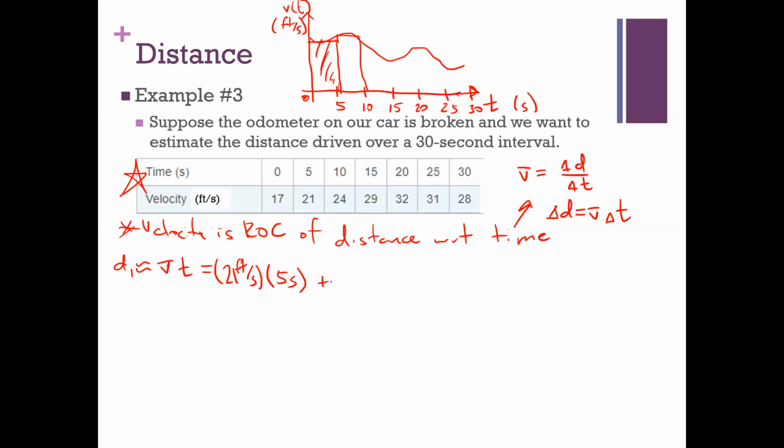Let's just keep going. How would I find my next little 5 second chunk of the distance? If we're going to stay consistent with this, what speed should I use? 24. 24 feet per second. And continuing. 9 times 5. All right. Then 32, right? Then 31.